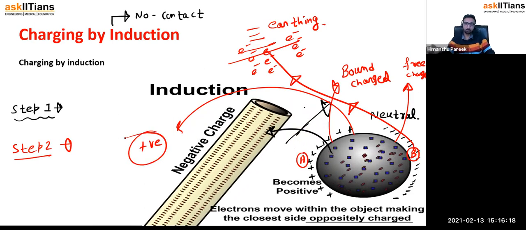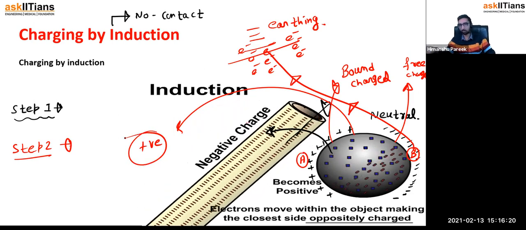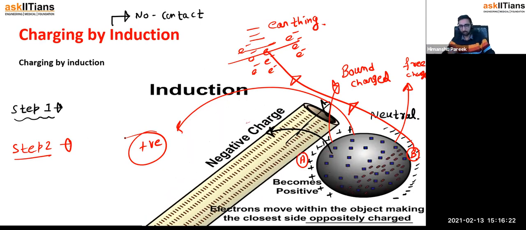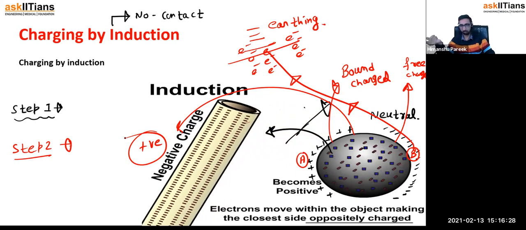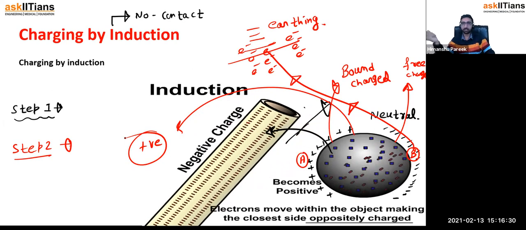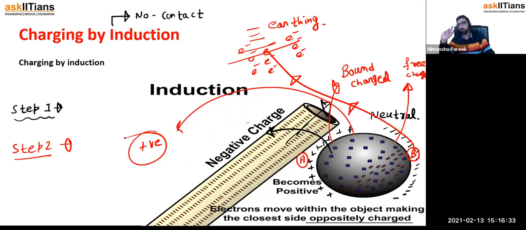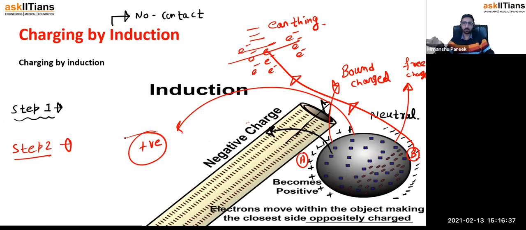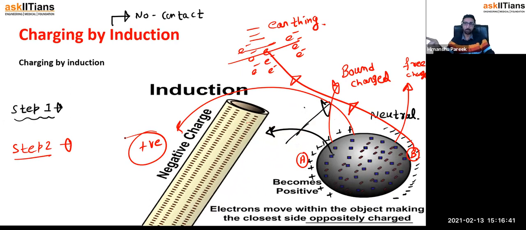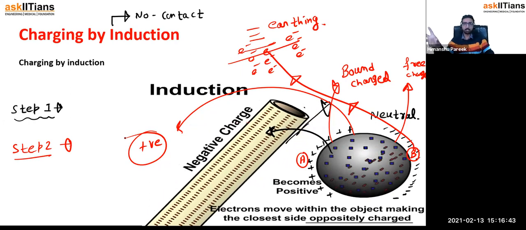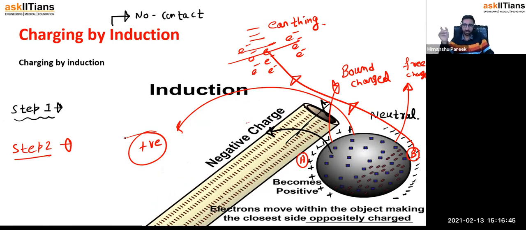Similarly, if somebody brings a positively charged rod near the neutral body, the negative charge will become bound charge because now they are attracted, and the positive charge will become free charge. So positive charge will be transferred to the earth in this case, if you connect it with the earthing. So in the charging by induction method, there is one more step which we need to take care of, which is the earthing part. And there is no contact we need to make. That is the basic difference between charging by conduction and charging by induction.